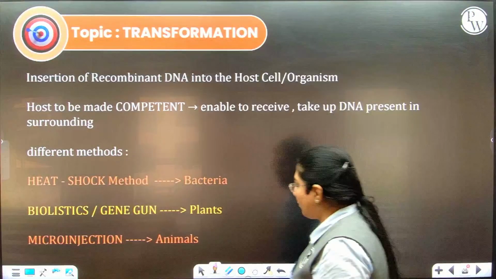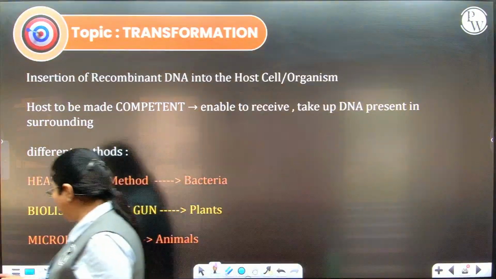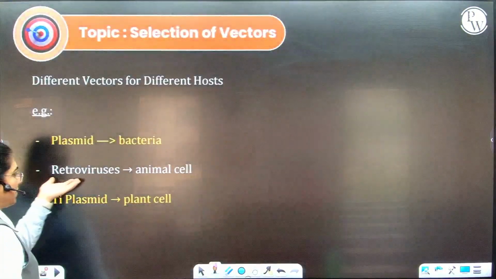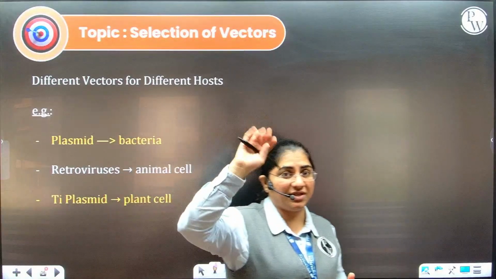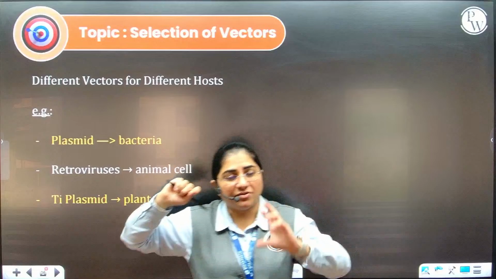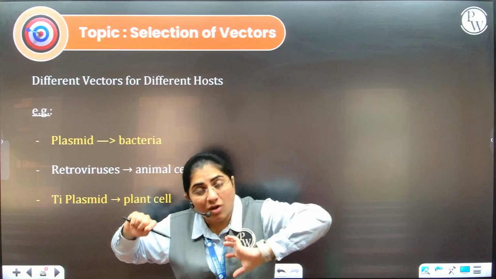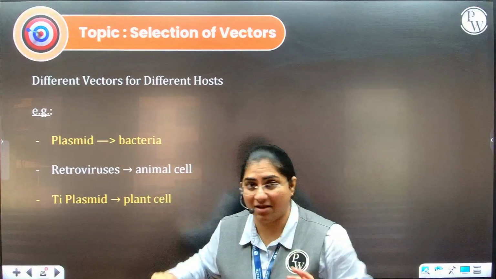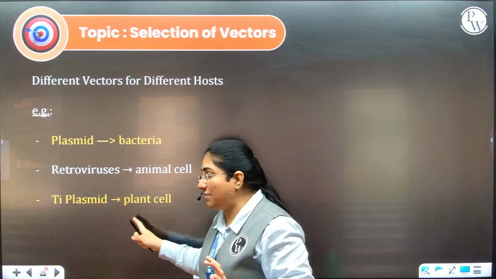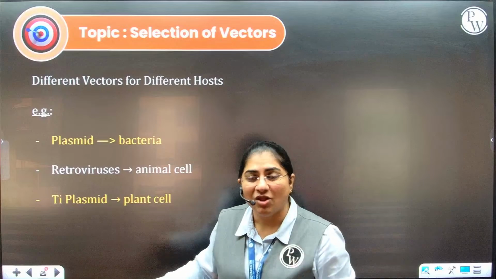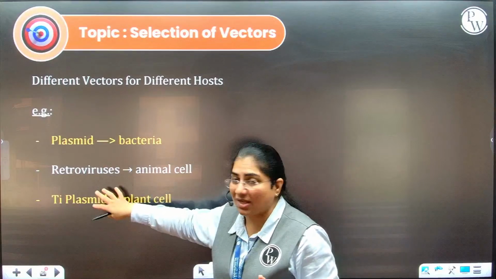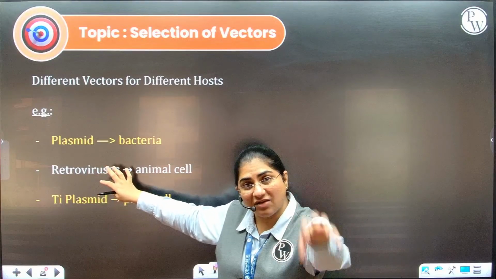If I am going to use the animal cell, I will use a retrovirus, because, as we've studied in HIV, health and disease, a retrovirus has the capacity to incorporate itself into the host cell, isn't it? Similarly, the Ti plasmid also has the capacity to incorporate itself into the host cell. So these will have the capacity to incorporate themselves into the host cell.